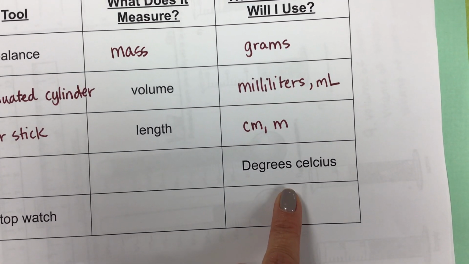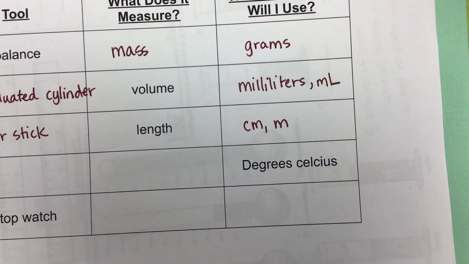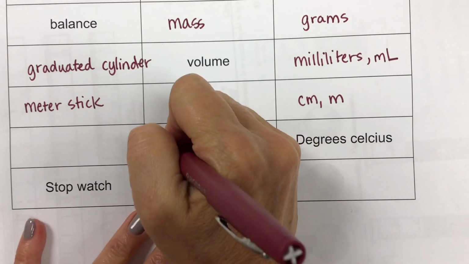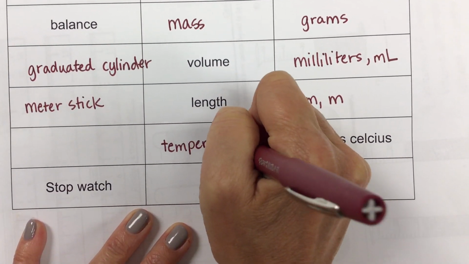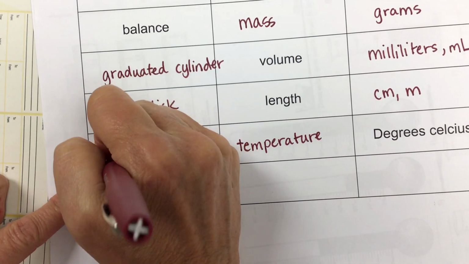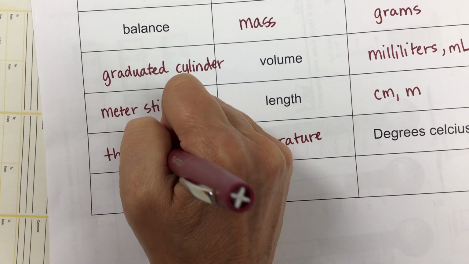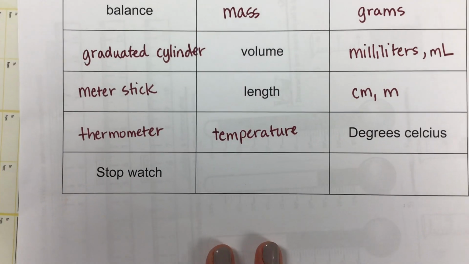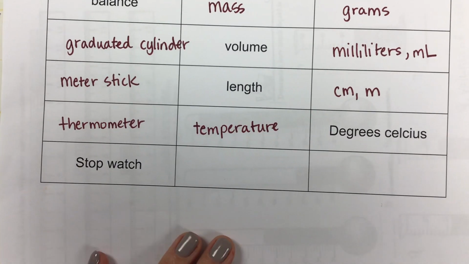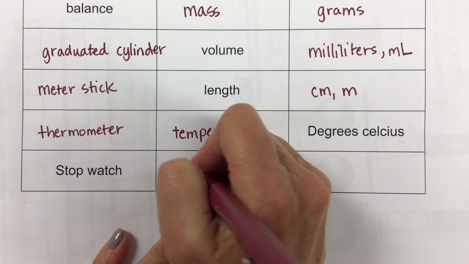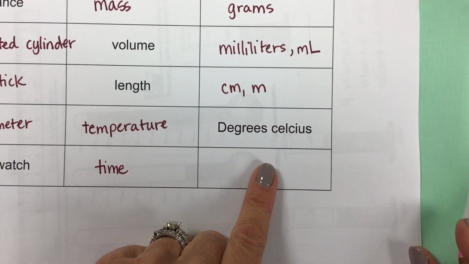When I measure something and my label is degrees Celsius, what am I measuring? Temperature. And when I measure temperature, what tool might I use? Okay, boys and girls, when I use a stopwatch, what am I measuring? And when I measure time, what unit might I use?